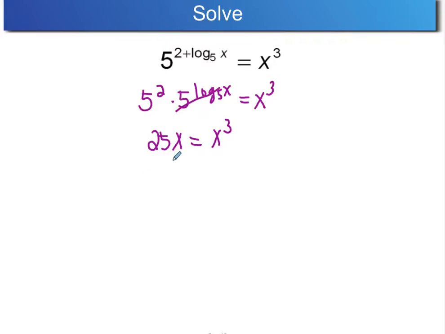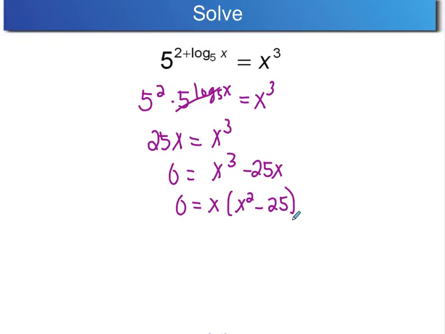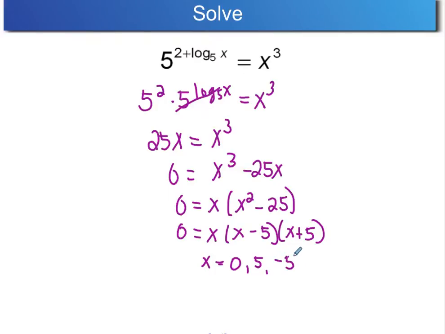Now, we'll subtract 25x from both sides. Notice I am not dividing by a variable. Factor out an x. The proper procedure is always to set it equal to 0 and factor. So now I have 0 equals x. I'm going to factor this again. So x equals 0, 5, or negative 5.